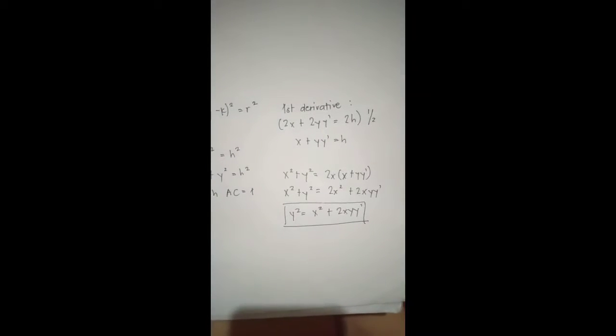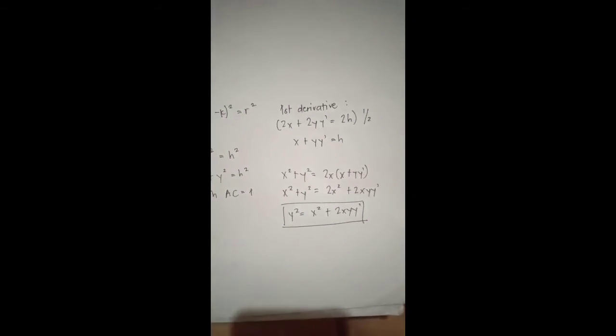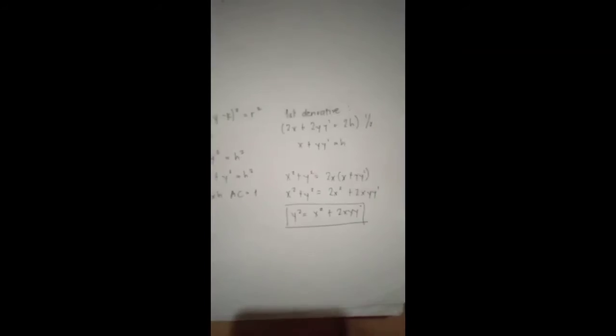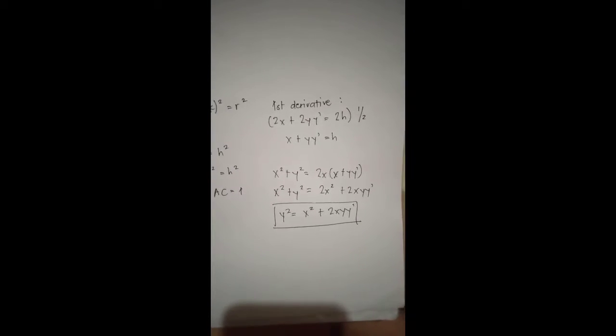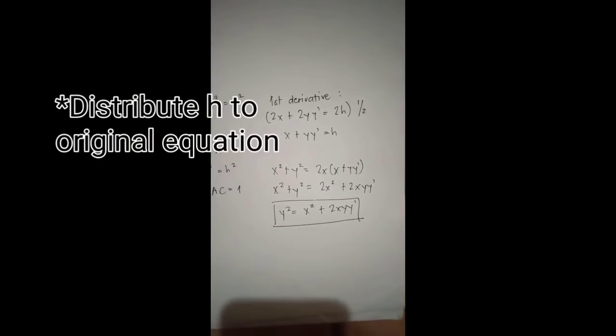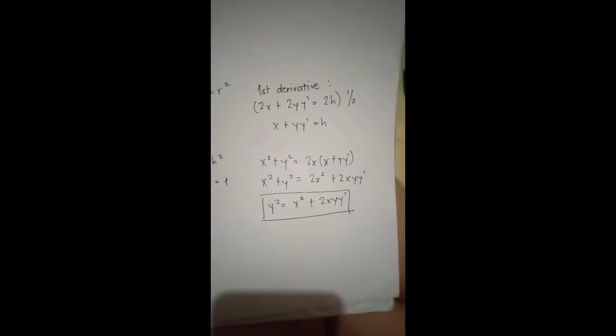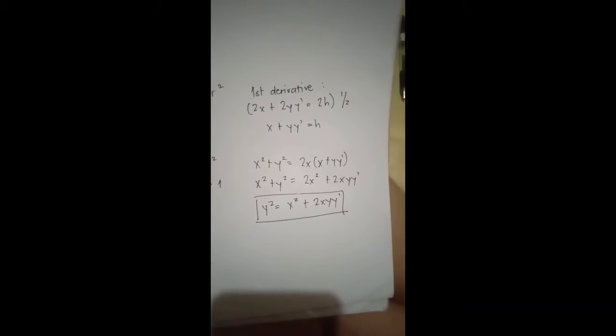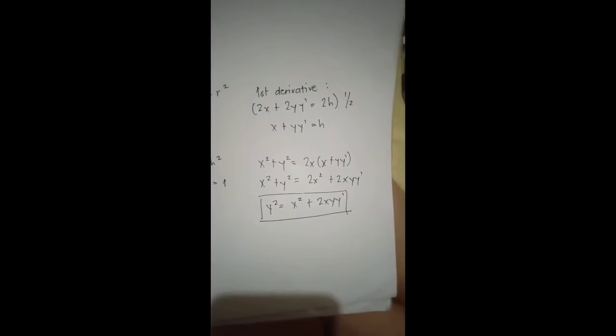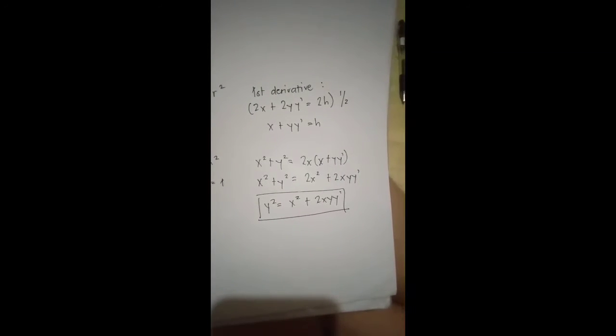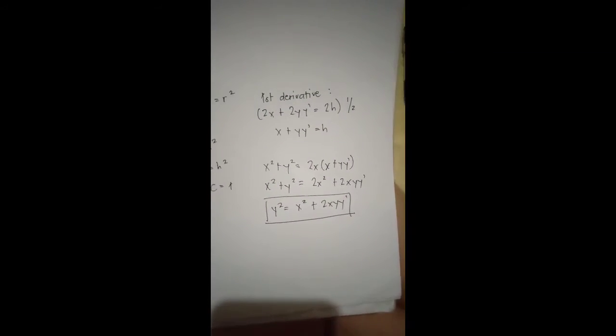The first derivative is 2x + 2y y' = 2h, so x + y y' = h. Then x² + y² = 2x(x + y y'), so x² + y² = 2x² + 2xy y', and y² = x² + 2xy y'.